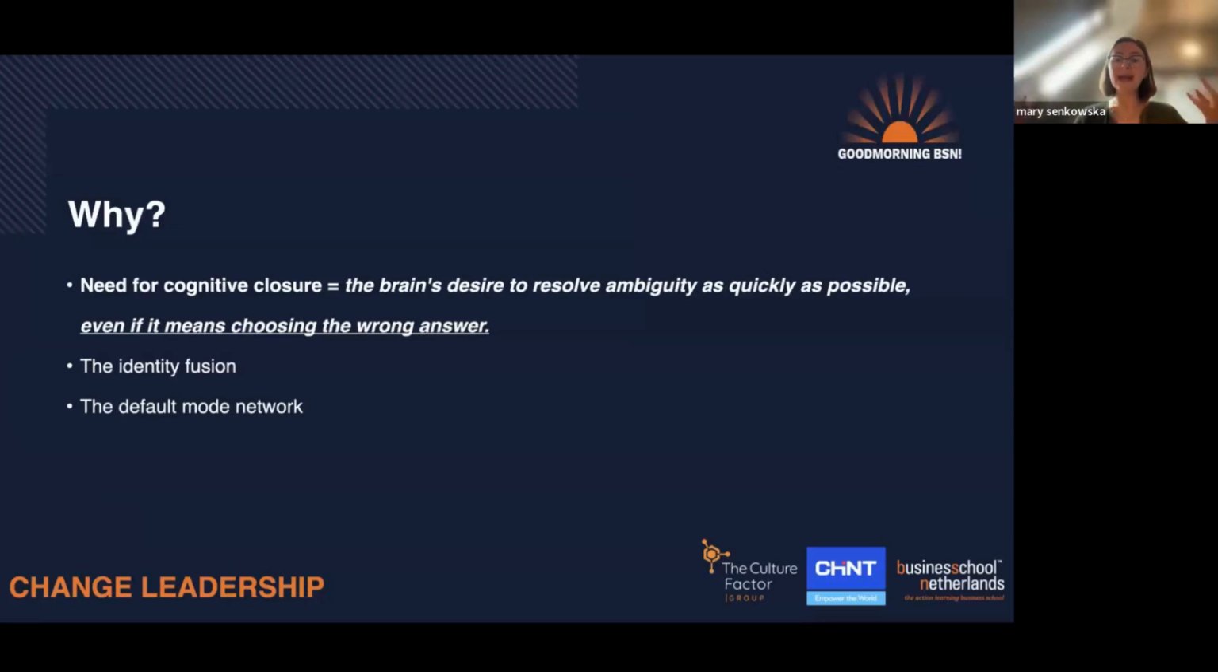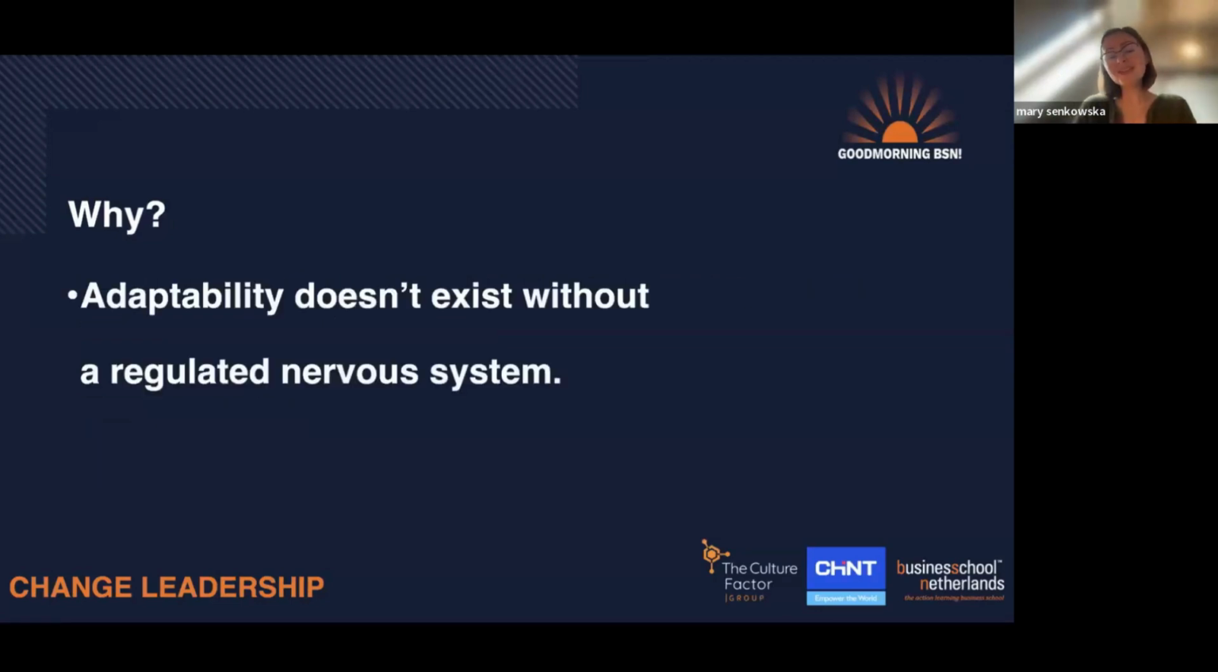So as a leader, even if it means going against the strategic objective, even if it means going against the training. Now that paired with two other traps, the identity fusion, the way we've been talking to ourselves about our leadership, plus default mode network, which is almost like the default setting on your phone that you've been training for years before you became a leader. If you're not aware of these two additional traps paired with the need for cognitive closure, that's how we get those reactions that we feel like we can never scrap out of our behavioral toolkit, right?